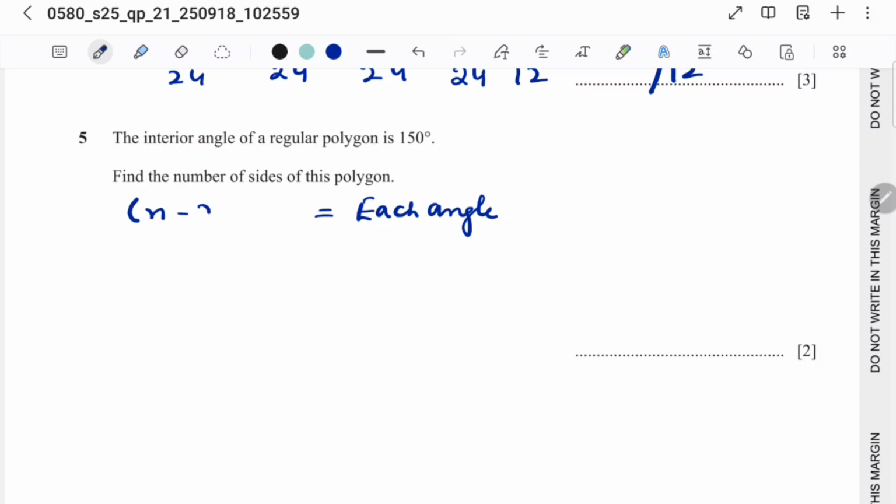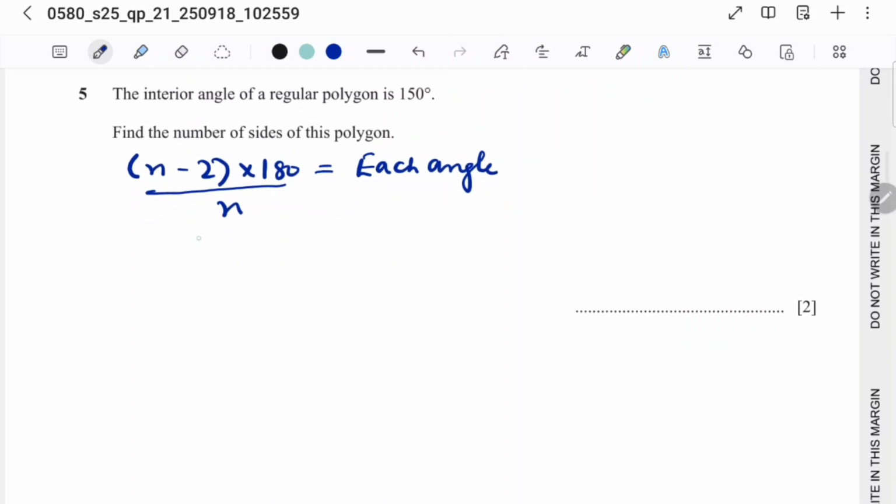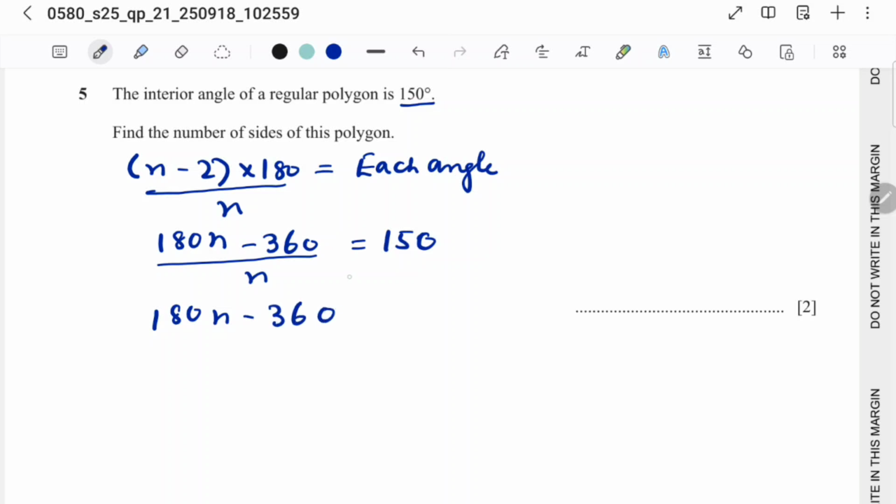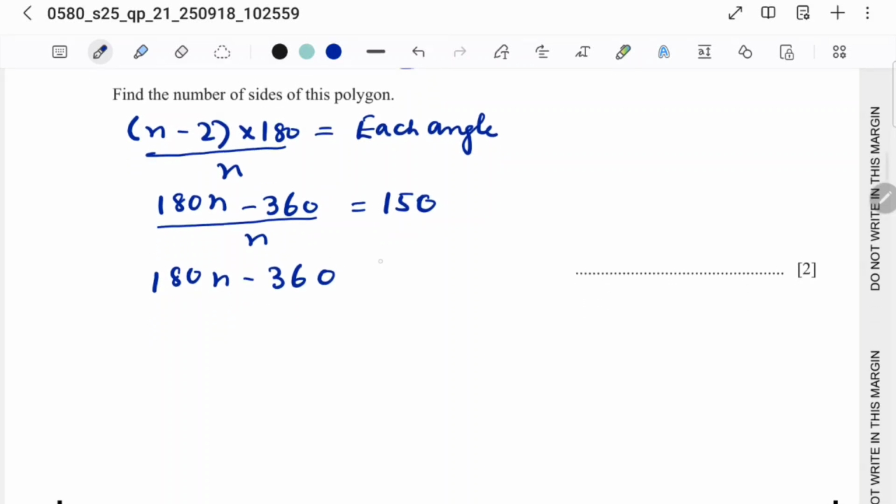n minus 2 into 180 degrees over n, where n is the number of the sides, which is required in this question. So we are multiplying 180n, and we multiply 180 by 2 also, which is 360, divided by n, and each angle is given, which is 150. Alright, so 180n minus 360 is equal to, just multiply 150 by n, it will become 150n.